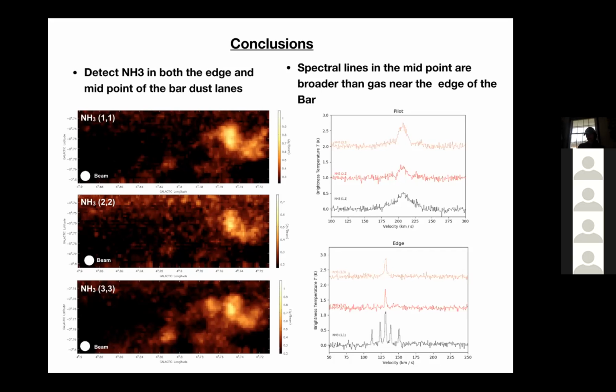The initial analysis of the spectral lines at the midpoint and edge point of the bar suggests that gas towards the midpoint is showing broader lines than gas towards the edge of the galactic bar, which could indicate that maybe the gas in the galactic bar is the missing link between what we observe in the galactic disk and what we observe in the galactic center.